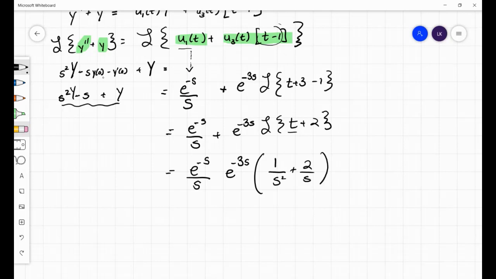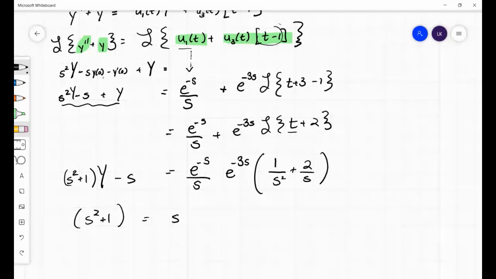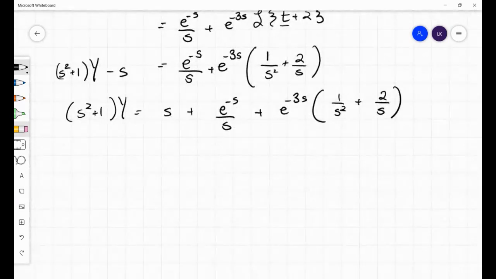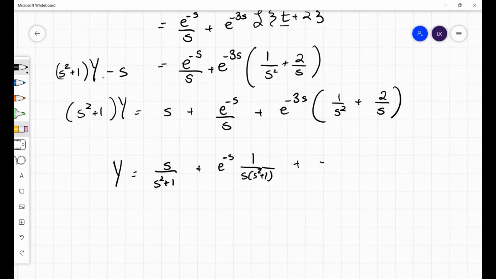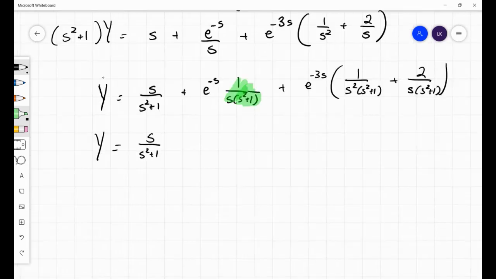Do some housekeeping on the left-hand side. Try to isolate Y on the left-hand side. So let's bring this s term over. To isolate Y, we're going to divide both sides of the equation by s squared plus 1. I'm going to group these by the exponential, so each exponential has its own little factor group. Break up the rational function into a sum of simpler rational functions.